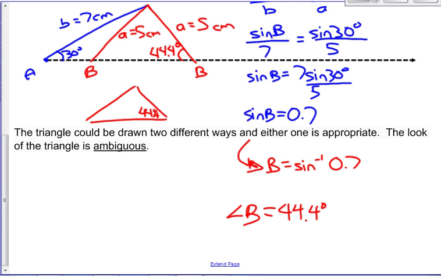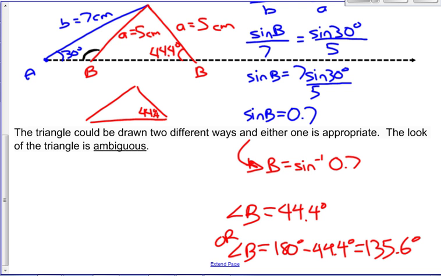The other case, though, would be what happens to angle B if we're in this situation. And we said supplementary angles have the same sine. So the other possibility is that B is 180 minus that 44.4 degrees. Okay? And if we work that through, we're going to get 135.6. Those are the two possibilities, and we don't know which is appropriate. In fact, they're both appropriate for the amount of information we were given.